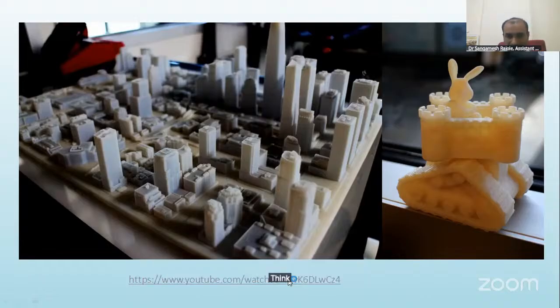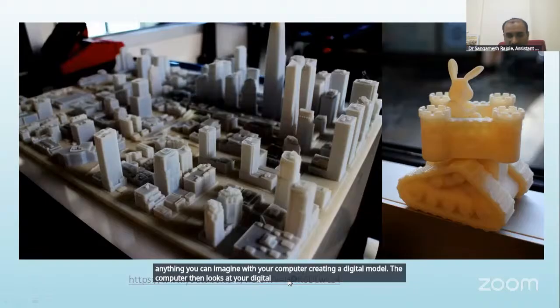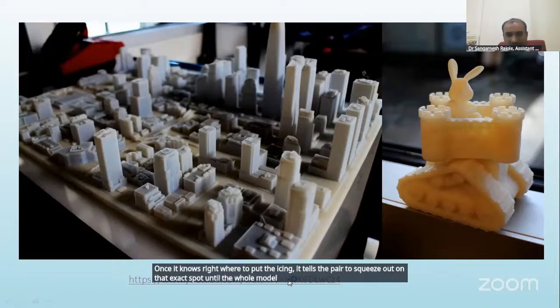Think about you and your computer as the toy designer. You draw a blueprint of anything you can imagine with your computer, creating a digital model. The computer then looks at your digital model and slices it up into layers, just like icing on the cake. Once it knows right where to put the icing, it tells the printer to squeeze it out on that exact spot until the whole model is built just like your blueprints.